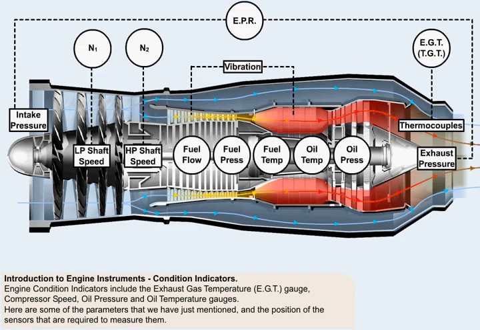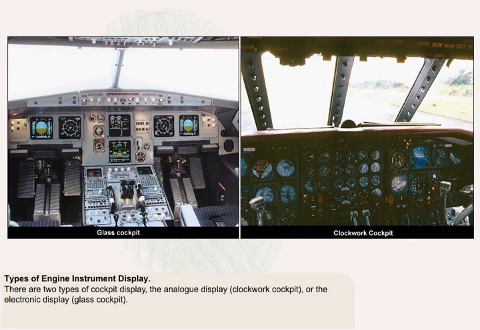This diagram shows some of the parameters that we've just mentioned, and the position of the sensors that are required to measure them. There are two types of cockpit display: the analog display, a clockwork cockpit, or the electronic display, a glass cockpit. We'll be showing some of the instruments required in the clockwork cockpit as we go through the lesson. The glass cockpit displays will be described in detail in the latter part of the lesson.